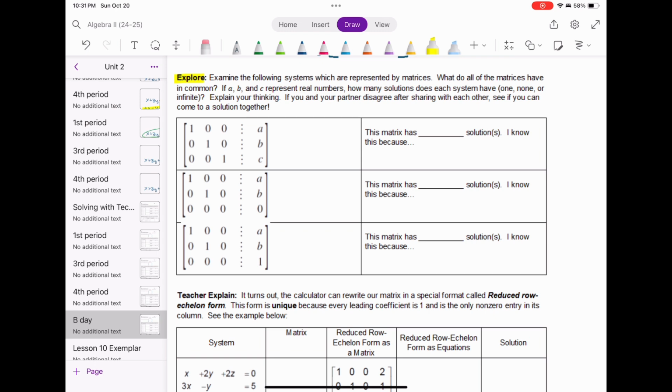Now if we go to explore, there are 3 possibilities for solutions, and they are 1 solution, no solution, or infinite solutions. So for the first one, if we interpret, we see that we have 1x plus 0y plus 0z equals a. So we only write 1x equals a, or x equals a. For the second row, we have y equals b, and for the last row, we have z equals c. So then we have 1 solution, and the solution is ABC. Remember that ABC in this instance stands for numbers. They could be 1, 2, 3, 4, 5, 6.